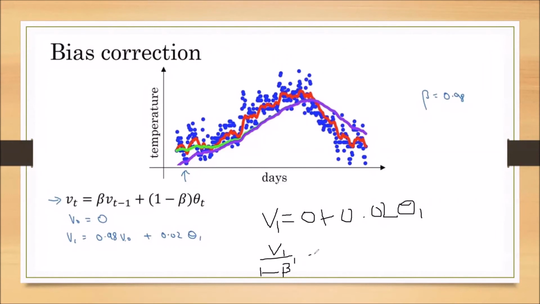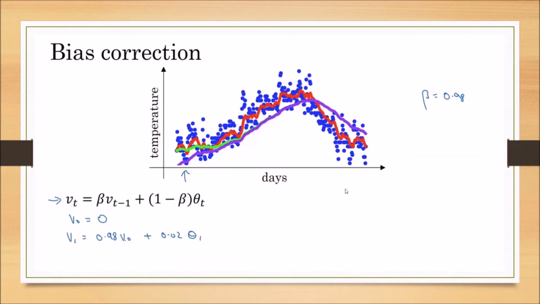Now t is 1, because it is only for 1 day. What is V1 by 1 minus beta? 1 minus beta means 0.02. So we should divide V1 by 0.02 to get the correct value. If we divide V1 by 0.02, then this 0.02 will be removed, and V1 equals theta 1. That is what we are expecting. The first day moving average temperature should be theta 1 only, right?